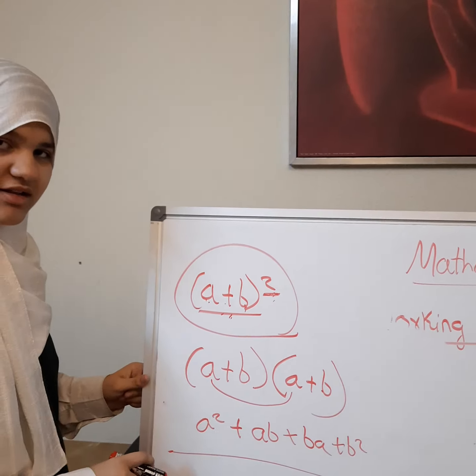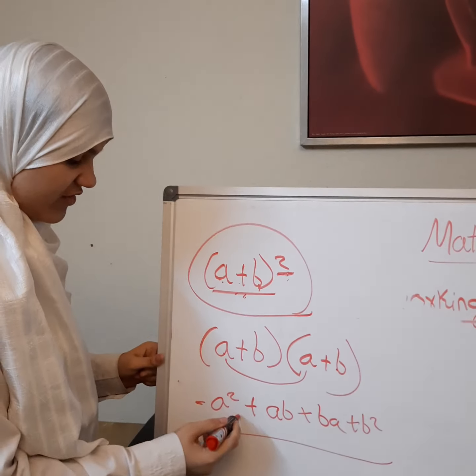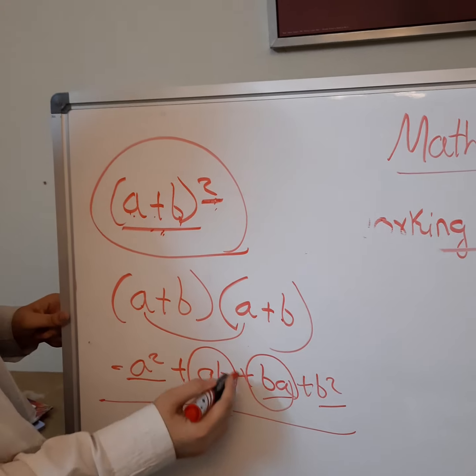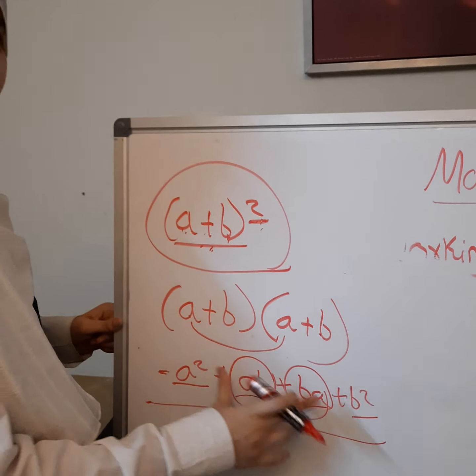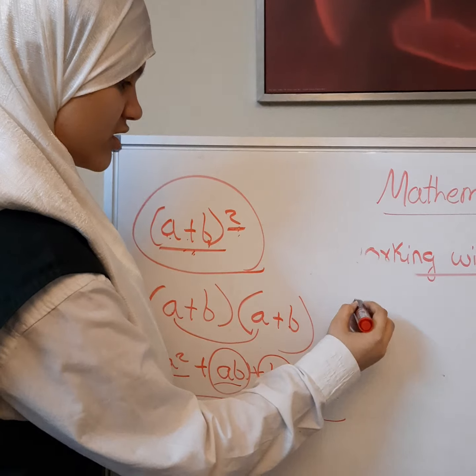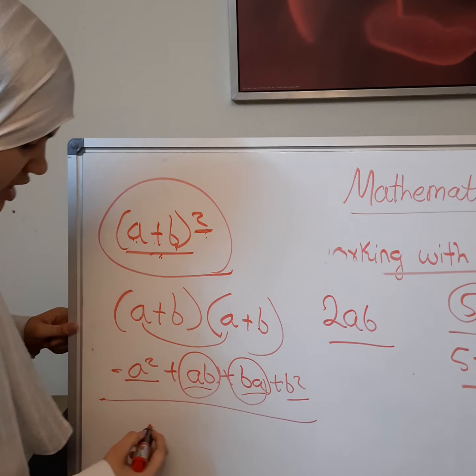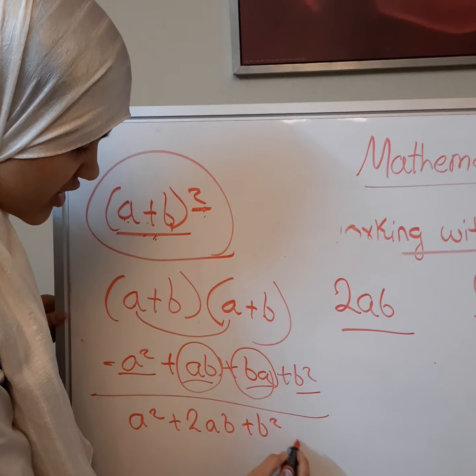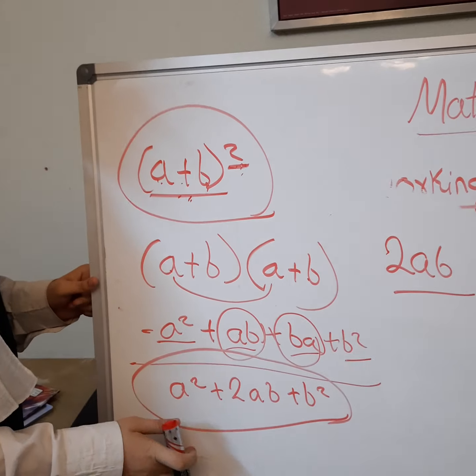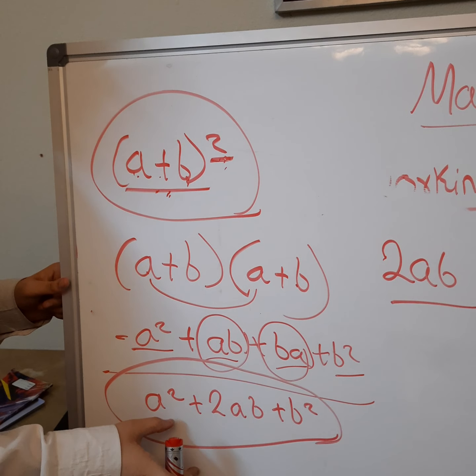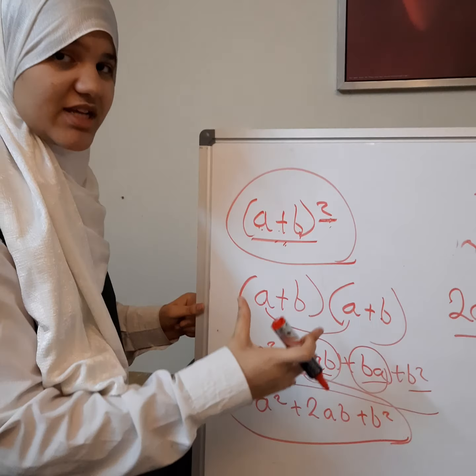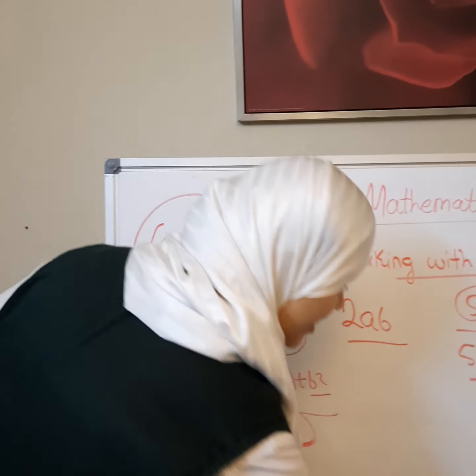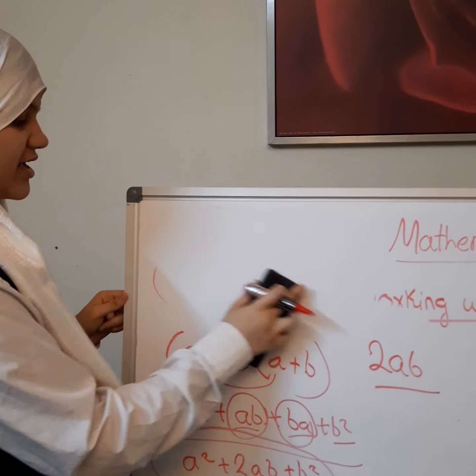Okay. Until now we didn't finish, because we have A squared, AB plus BA plus B squared. Now BA and AB have the same variables. That means it will be 2AB. A squared plus 2AB plus B squared. That is the formula in variables, of course. But we will do it with numbers, and I will show you how to solve it by numbers the same way as by variables.